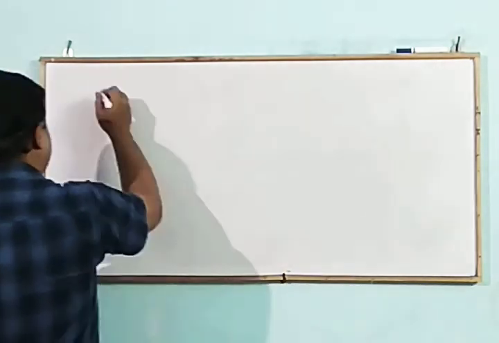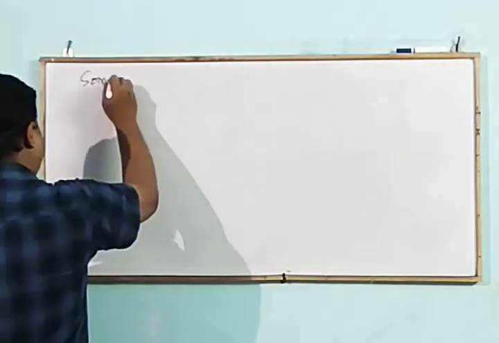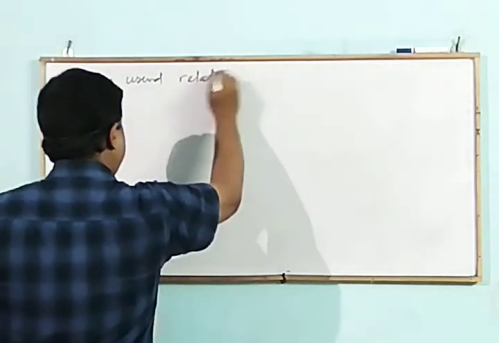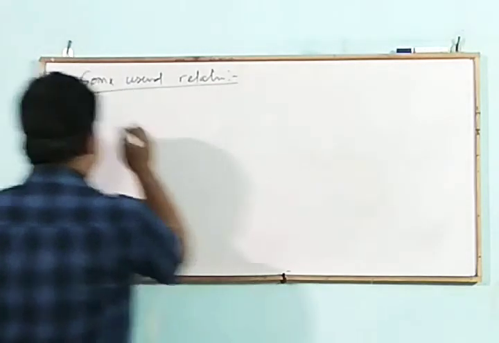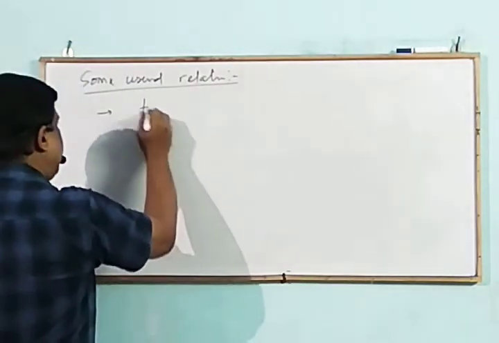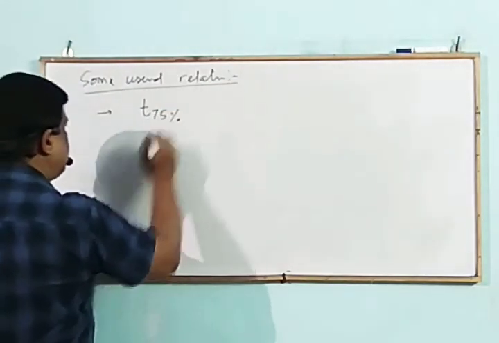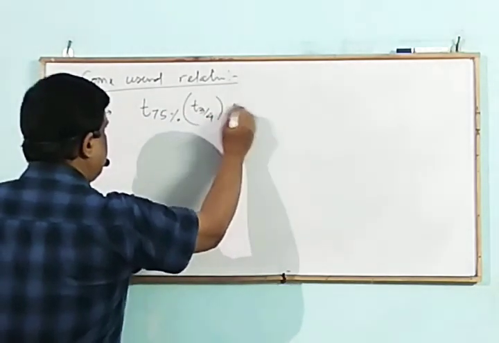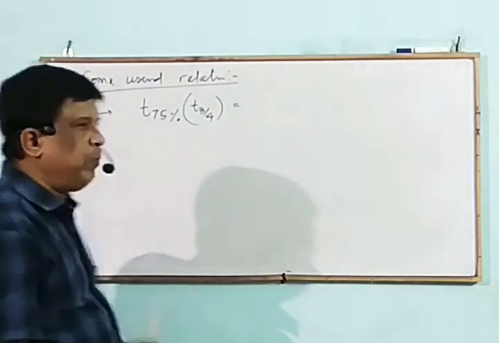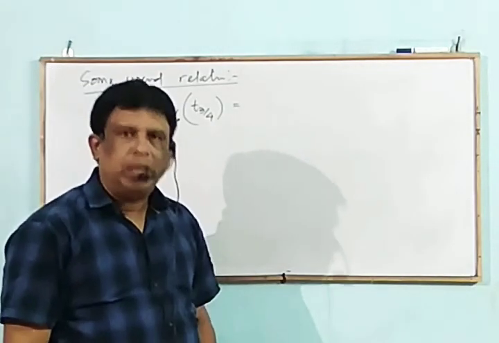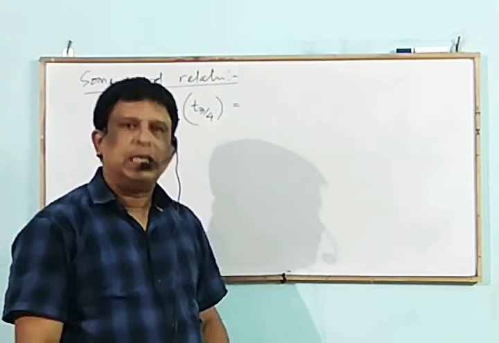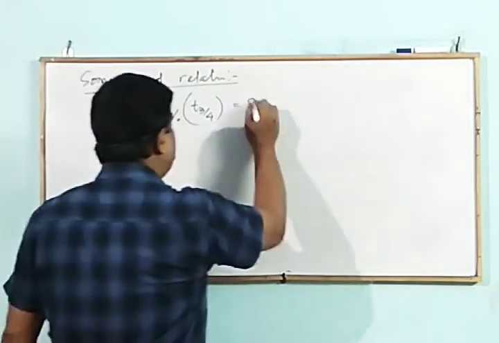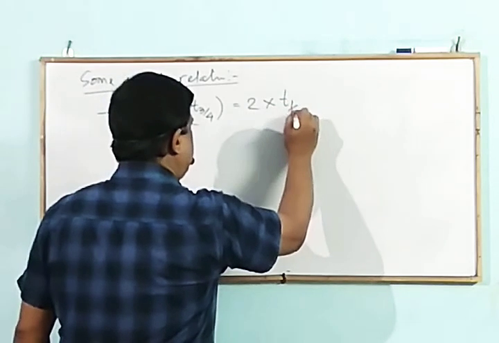That is the usual relation for first order kinetics. Point 1: T75, or it is known as T3 by 4. T75 means the time during which 75% of the initial concentration is consumed. That is equal to 2 into T half. Mark that.